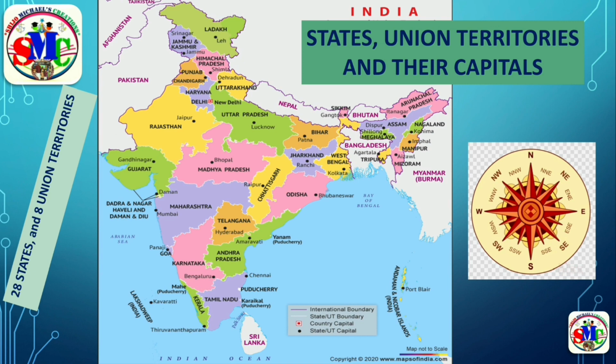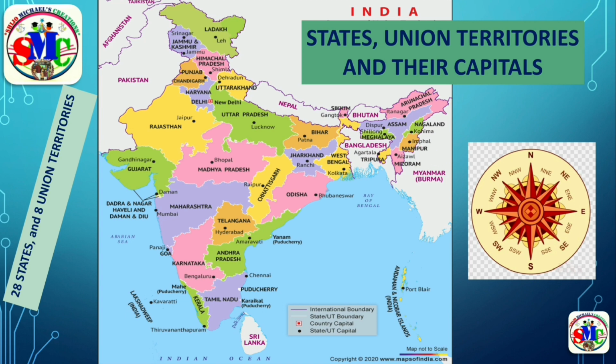The 12th state is Kerala and its capital is Trivandrum. It is popularly known as Thiruvananthapuram. The 13th state is Madhya Pradesh and its capital is Bhopal. The 14th state is Maharashtra and its capital is Mumbai. The 15th state is Manipur and its capital is Imphal.